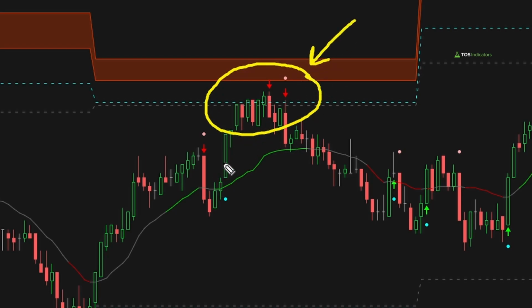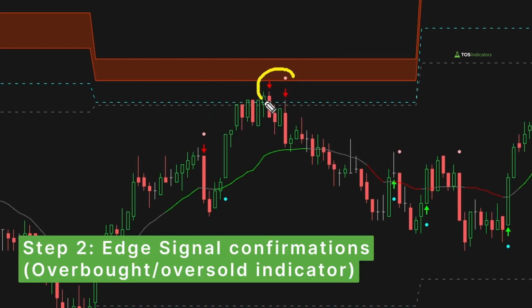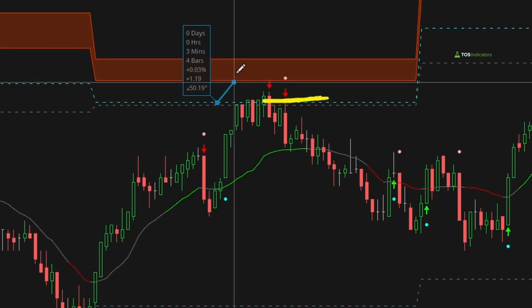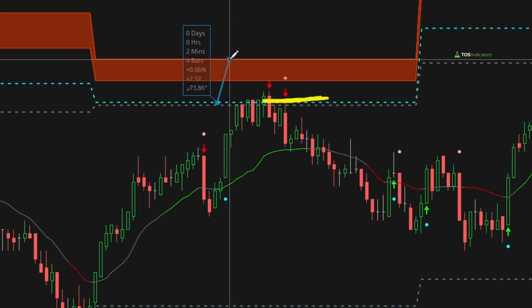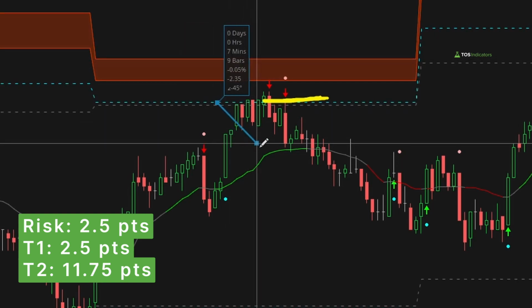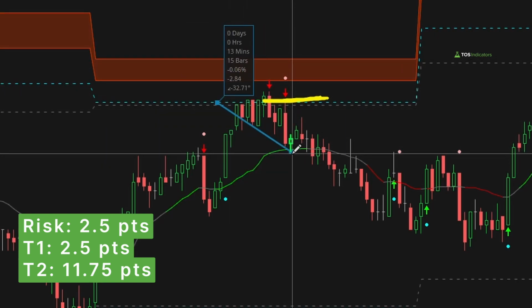zones. You can see price action breaches our volatility box levels. You can see we have two overbought confirmations. We have opportunities to enter at the sign entry line. Our stop is outside of the volatility box clouds, about 2.5 points of bare minimum risk, and we're looking for that same 2.5 in the opposite direction for our first target.